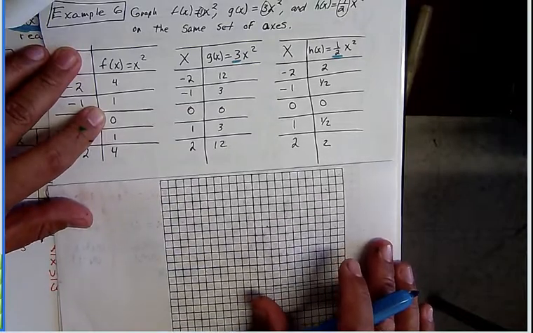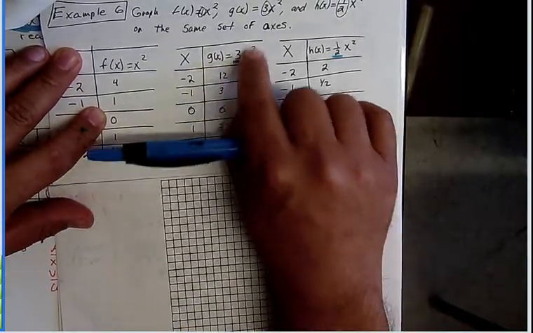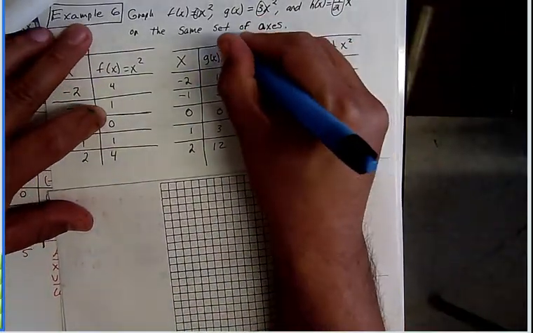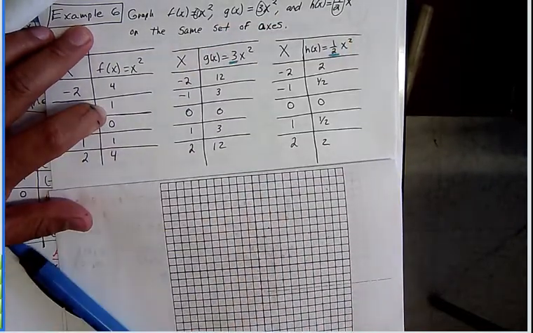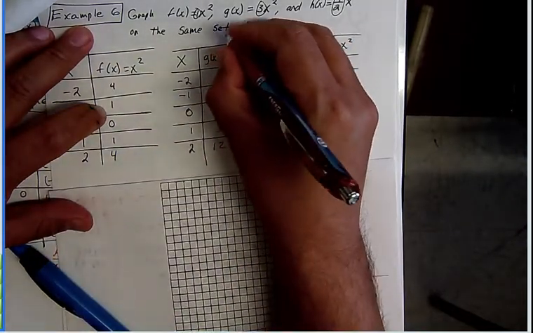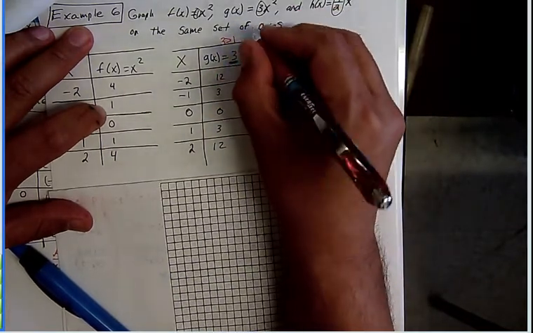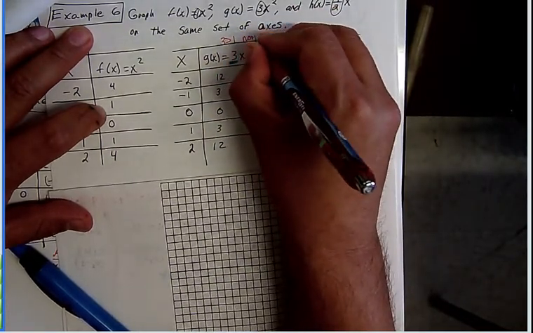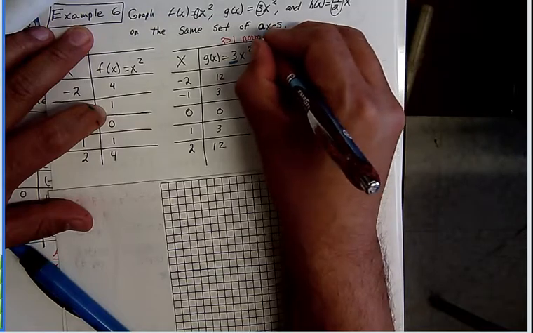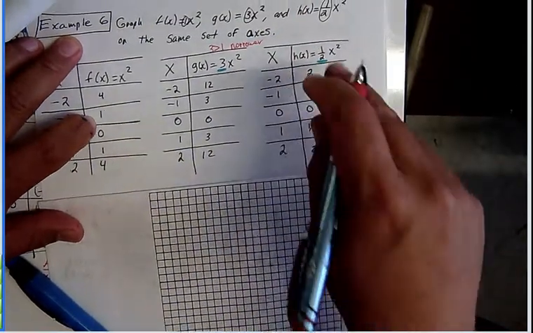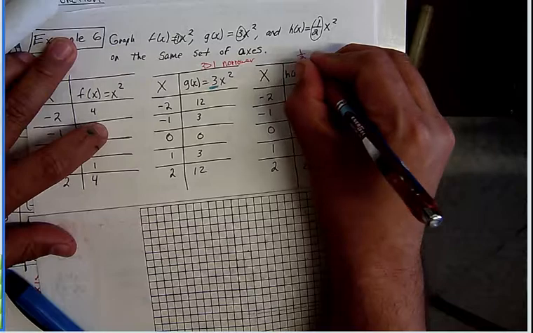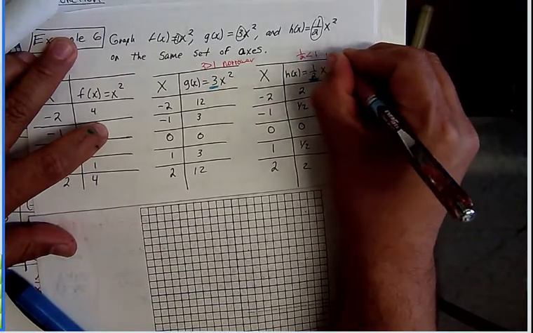Ni modo. So, based on the rules, this graph, because 3 is bigger than 1, should be narrower. And this graph, 1/2 is less than 1, so this graph should be wider.